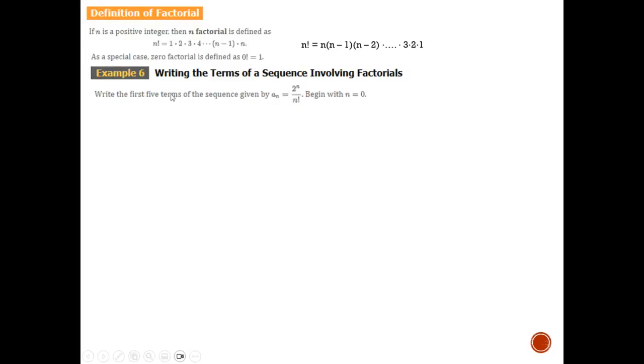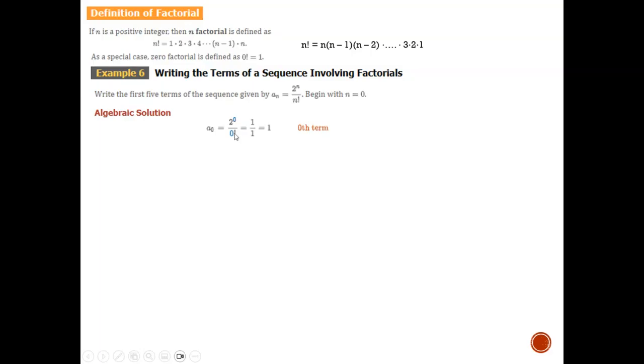Okay. So how are we going to evaluate or find the terms of a sequence such as this one that involves a factorial down here? They want us to find the first 5 terms of this sequence. We have to start with n equals 0 this time. So here it is. We just do like we've been doing, plug everything in. N is 0 though first because it tells us to start at 0.